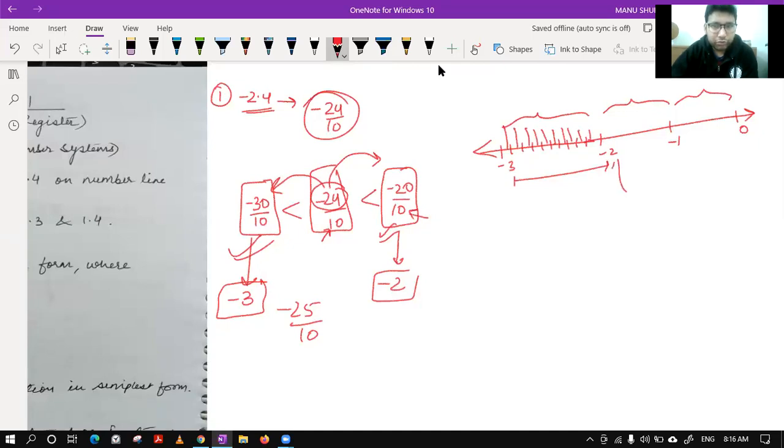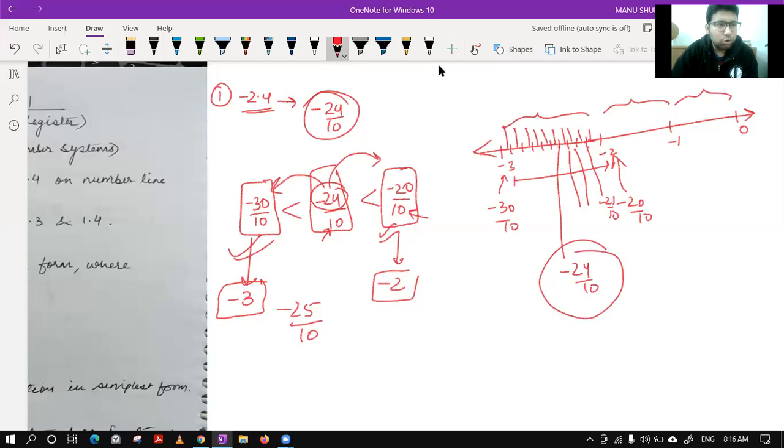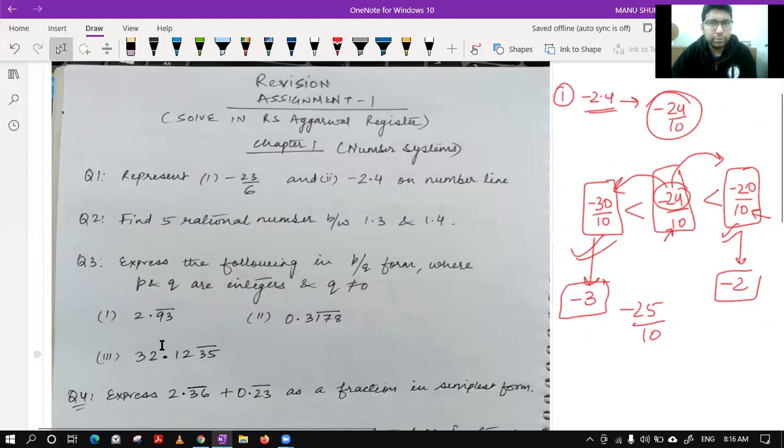Now let's start. We can write minus 2 as minus 20 by 10. We can write minus 3 as minus 30 by 10. And we want to reach till minus 24. So Kamaljot, we know this is minus 21 by 10, minus 22 by 10, minus 23 by 10, and this one is the answer, minus 24 upon 10. I hope this is clear to you now, Kamaljot. Okay, so similar to this way, we can try any question based on this.